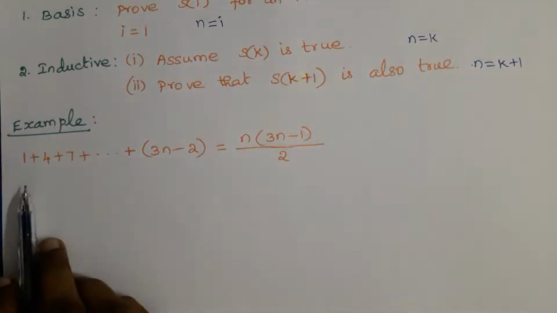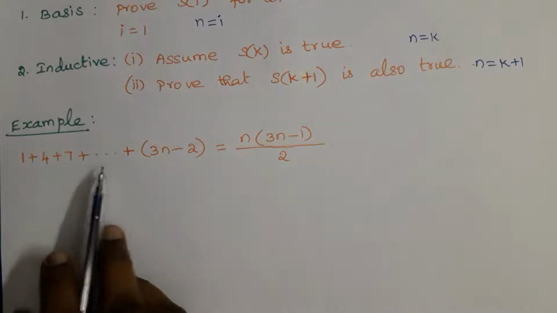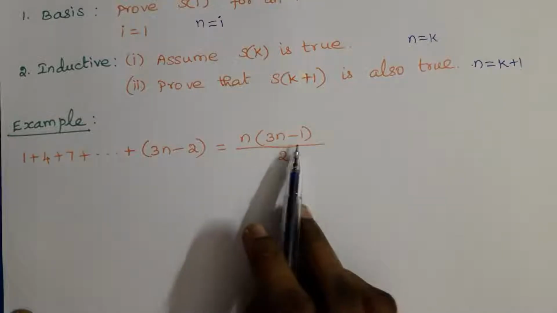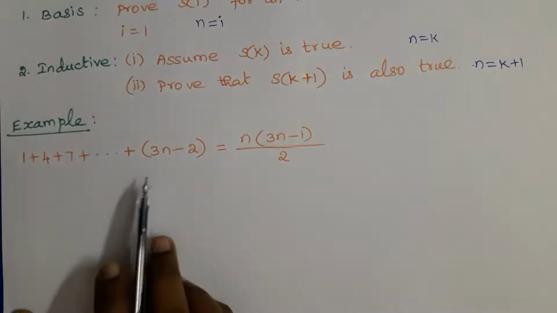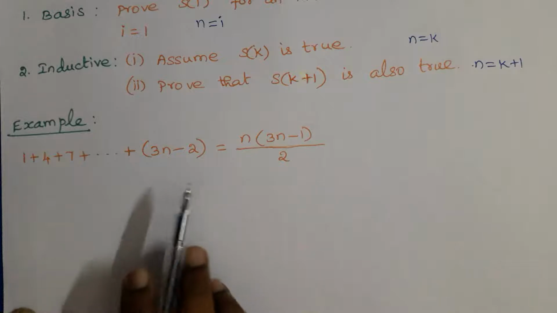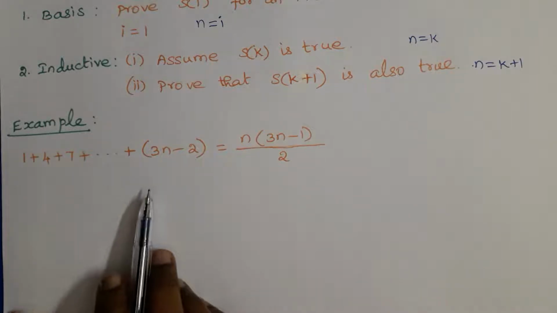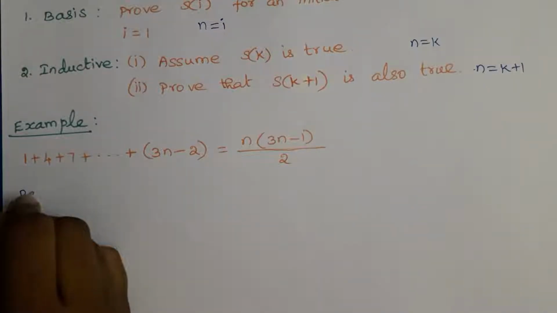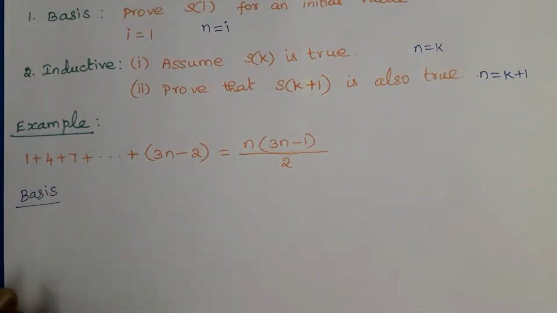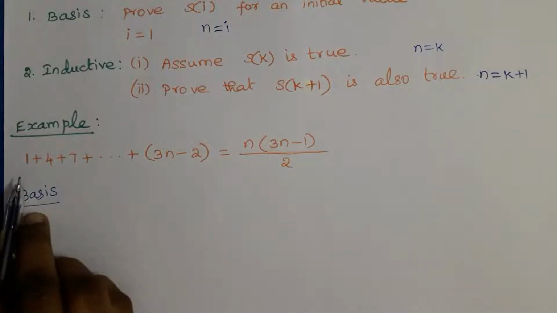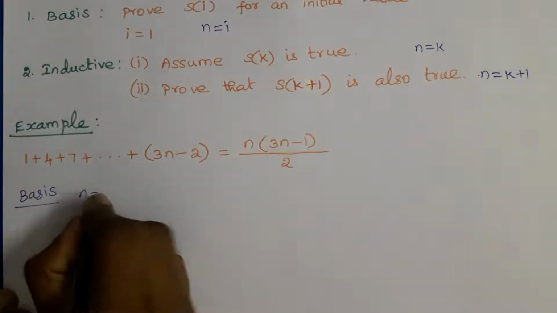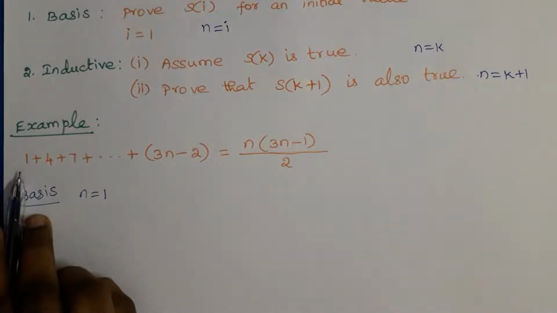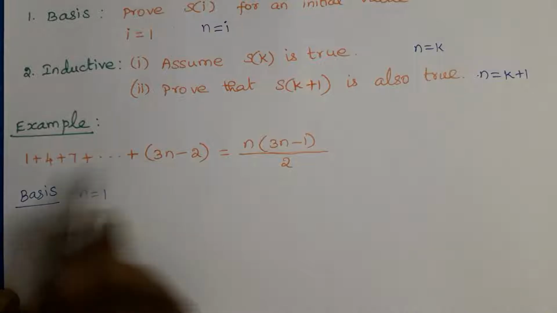Then consider this example: 1 plus 4 plus 7 plus dot dot dot plus 3n minus 2 is equal to n times 3n minus 1 divided by 2. Prove this statement by mathematical induction is the problem. First we need to prove the basis condition. Basis means we need to take the n value as I, that is the initial value, so 1.